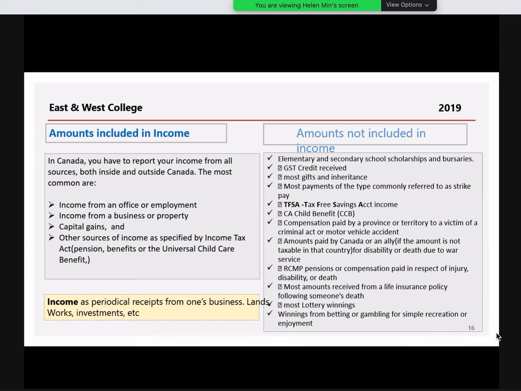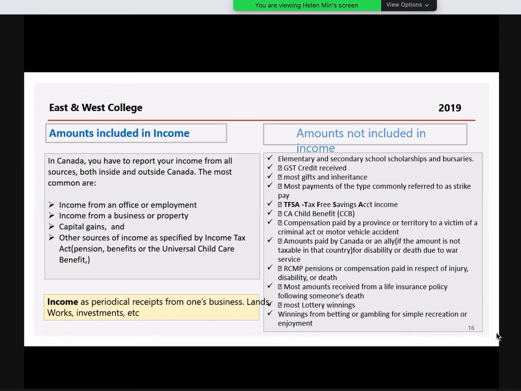Most amounts received from a life insurance policy following somebody's death. For some students, you already know this. Some people from insurance companies always tell you to invest, to put money in to get life insurance. When you get money from life insurance, it's tax-free. You don't need to pay the tax.